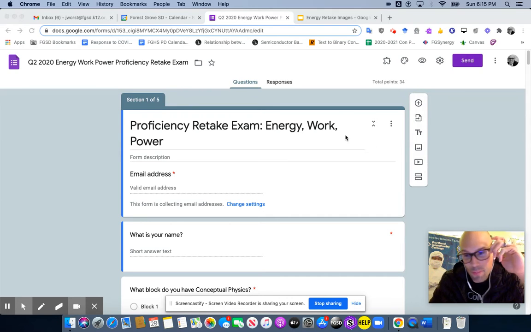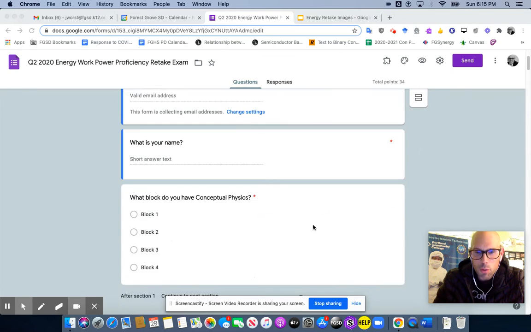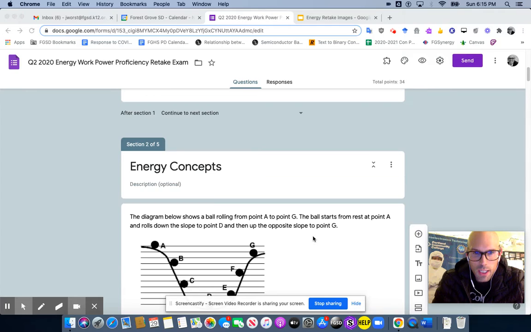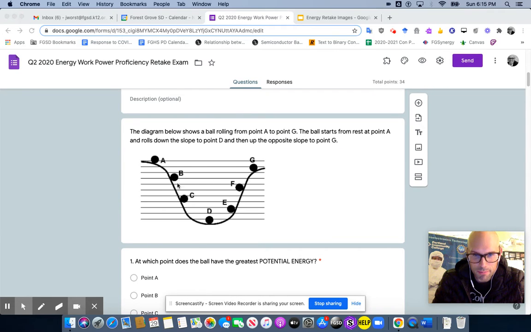And I'm gonna give you some strategic advice for doing the proficiency retake exam, if you're doing that, for the energy, work, and power unit. So first question relates to this diagram, okay? I want to talk with you about this diagram for just a second. It says the diagram below shows a ball rolling from point A to point G.